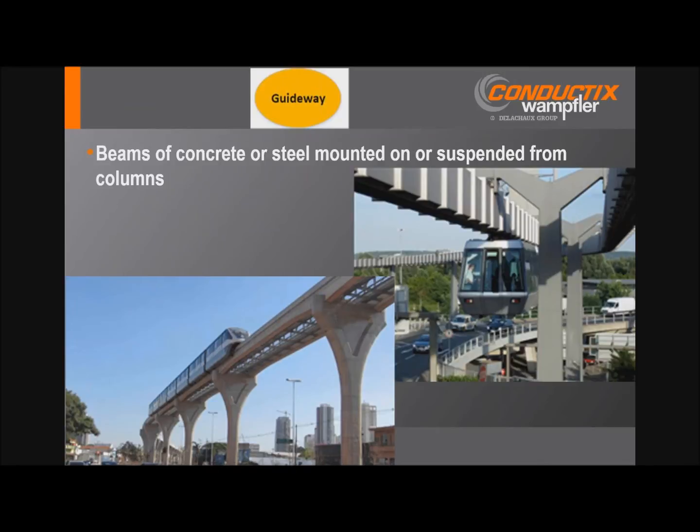So, guideways. Typically, these are beams of concrete or steel mounted or suspended from the columns. The coordination with the guideway really is every bit as important as the electrical considerations in the design. Attachment of the power rail supports, guideway geometry, thermal expansion, electrical clearances, and positioning and routing of feeder cables are really best addressed early in the system.